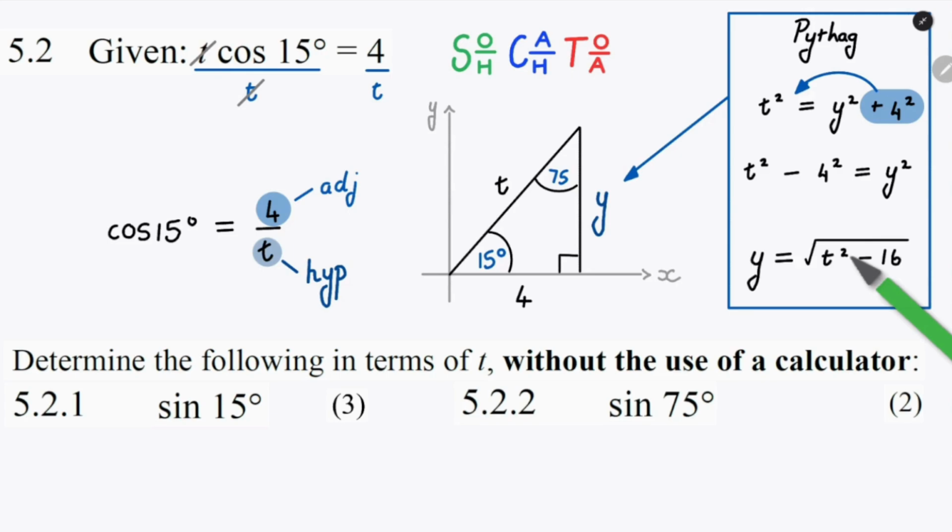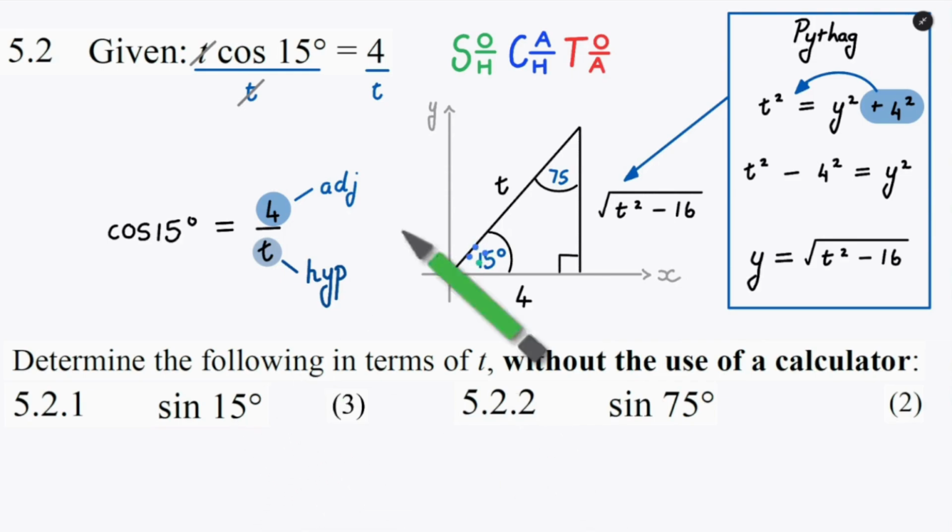4 squared is 16. So I just square root both sides to get rid of this square on y. And we get y to be the square root of t squared minus 16. And we just replace that y with the t squared minus 16 under the root. And now we're finally ready to answer the questions.